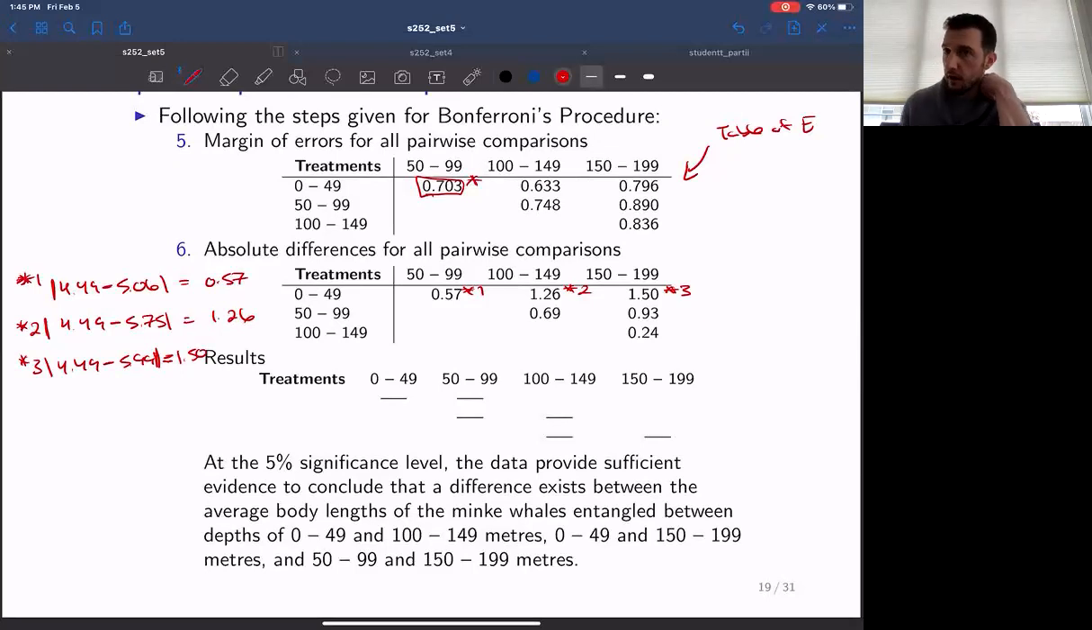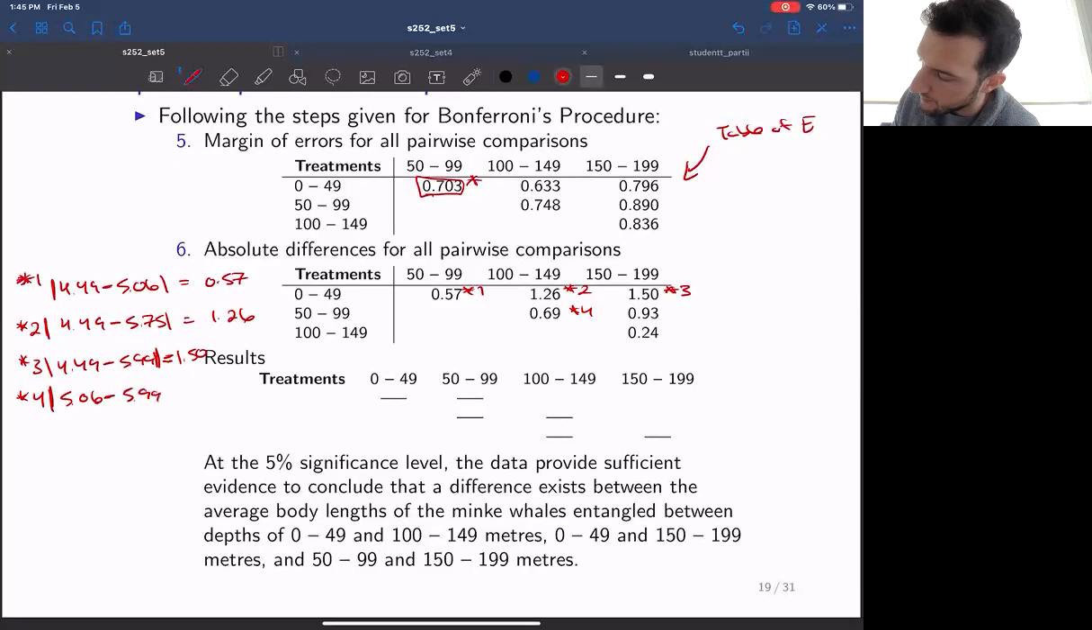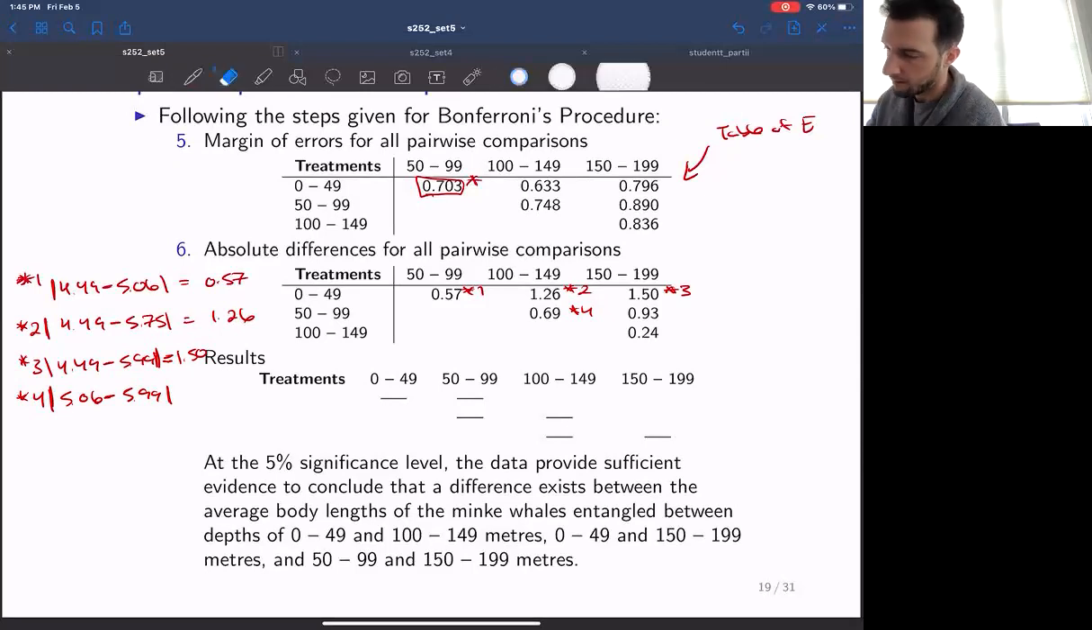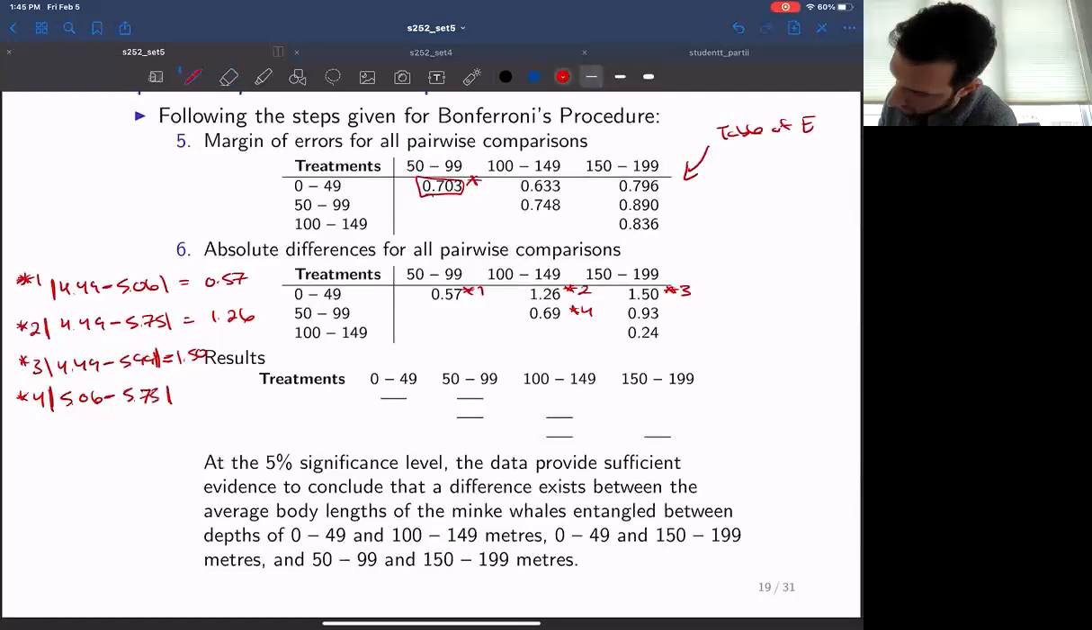Okay. And then it's the same process for all the other means. I might as well just show a couple more. If we do number 4 here, this is going to be 5.06 minus 5.75, sorry, which is equal to 0.69.